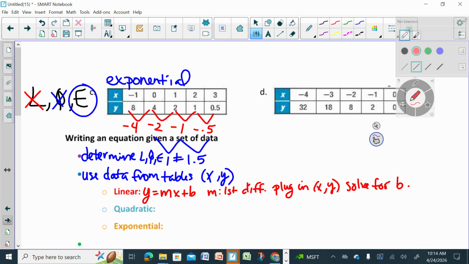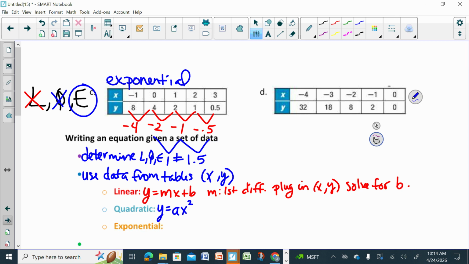For quadratics, you're going to write the equation y equals ax squared. Okay? We won't have the a value. We have to find it, but it's pretty simple. You just plug in an ordered pair from the table and solve for A. So you have to find little a.